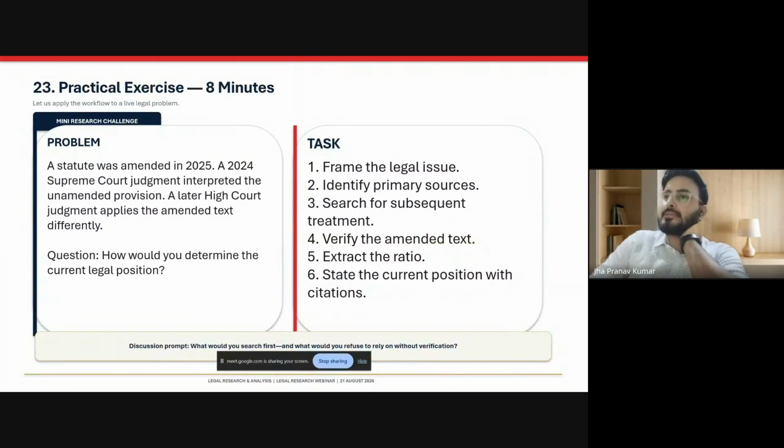There is a practical exercise which I thought to do, but due to paucity of time, I don't think I'll be able to do that. So there is a problem and there is some sort of task which I happen to think to do with you. So are you interested in this task? Tell me, then only I'll do it, or else I'll move on. Interested one can say interested, or else I can move forward.